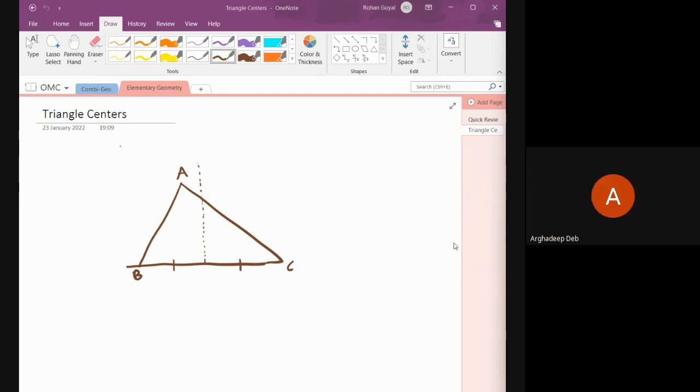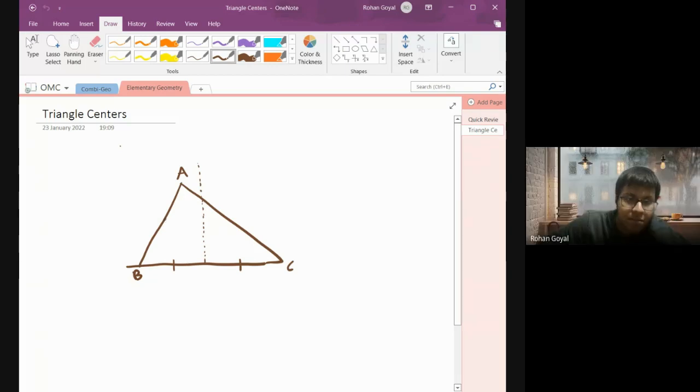Well, I guess we can take the perpendicular bisector of two sides and the intersection point, we can call it some O, and we have to show that O also lies on the perpendicular bisector of the other side. Yes, perfect. So let's call it O. Now, because O lies on the perpendicular bisector of BC, we have OB equal to OC. And because O lies on the perpendicular bisector of AB, OA equals OB.